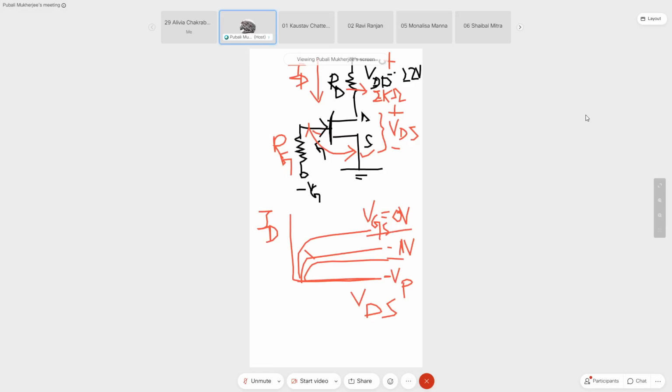So this is the output characteristics or the drain characteristics for an N-channel JFET. And since the parameters involved are VDS and ID, we have to formulate the equation of the load line and draw the load line on this output characteristic or drain characteristics.